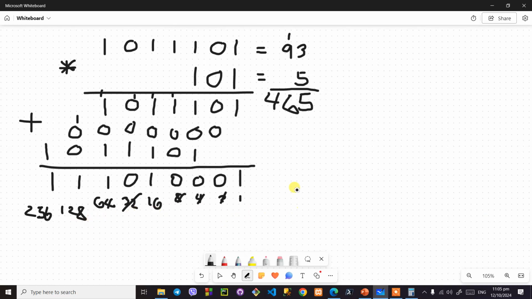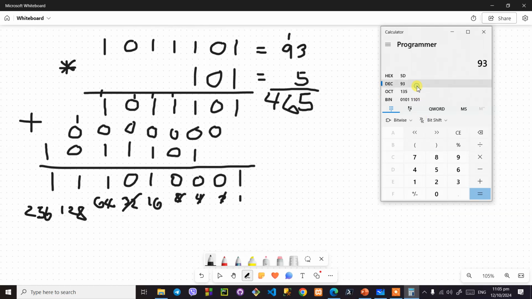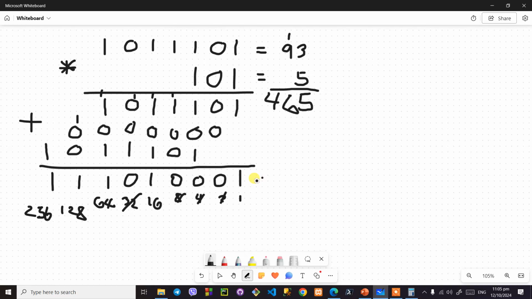What would be the result? Okay? So let's go to our calculator. So we have 256 plus 128 plus 64 plus 16 plus 1. So 465. So meaning the result of our multiplication equation, 111010001, is still equivalent to 465. Okay? So that's how to process multiplication.